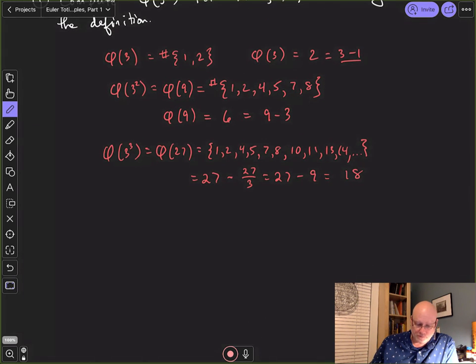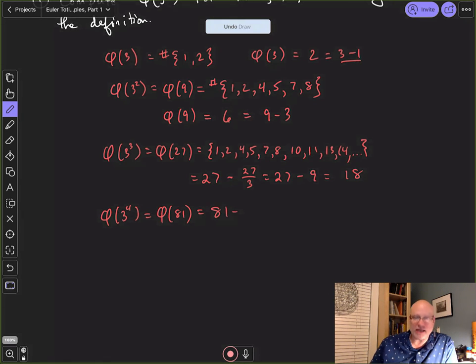If I go one more, phi of 3 to the 4th, if our pattern were to hold, so we're looking at phi of 81, then this should be 81 minus the same thing, because all of the multiples of 3 share a divisor with 81, and nothing else does. So 81 divided by 3 equals 27, and 81 minus 27 equals 54. Okay?